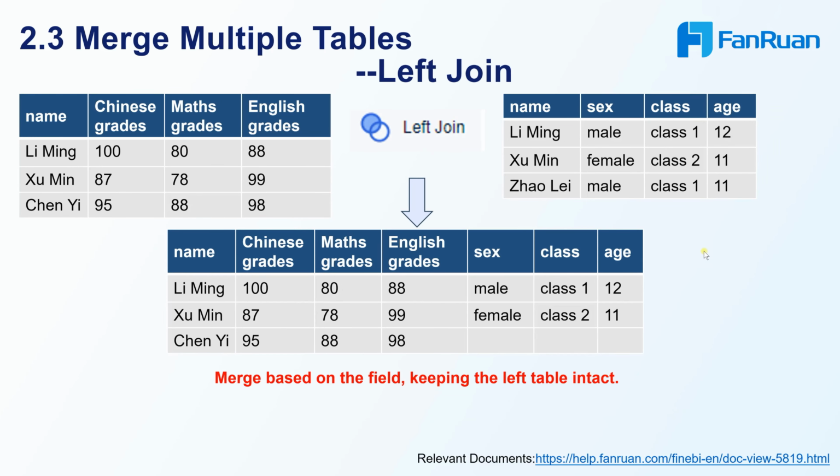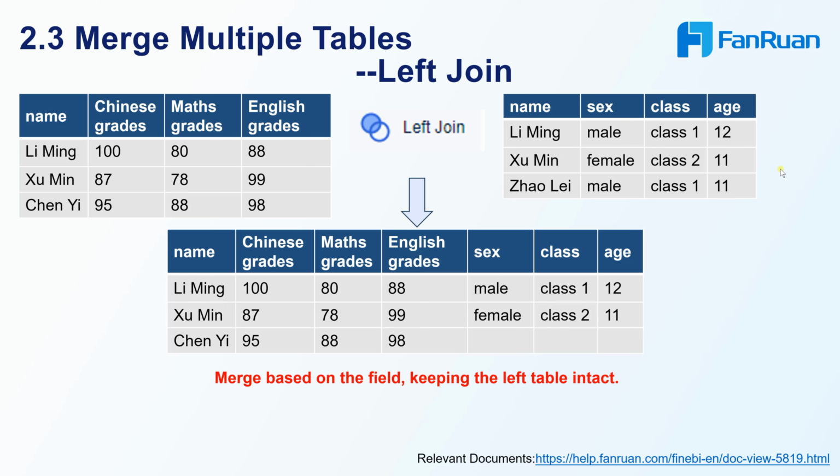Here's the difference between the left table and the right table. The left table is a grade table, which includes each person's name. The right table is a student dimension table, which contains sex, class, and age. Notice that the key difference here is the merge criterion field, the name field. In the right table, there's a Zhao Lei, and in the left table, there's a Chen Yi. And these names are unique. In a left join, we guarantee that the left table's merge criterion field remains complete. What does that mean? Let's look at the result.